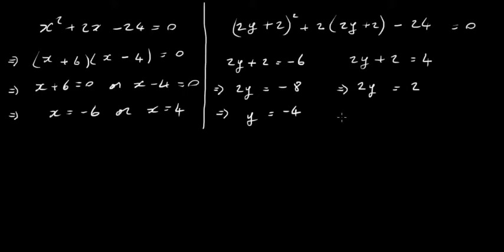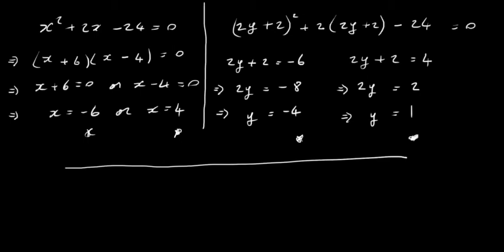Is that correct? Yes. And then we've got divide by 2, so you get 1 here. So again, we have a value for x here, a value for x here, and in this case here we've gotten two values for y. y is equal to minus 4 and y is equal to 1.